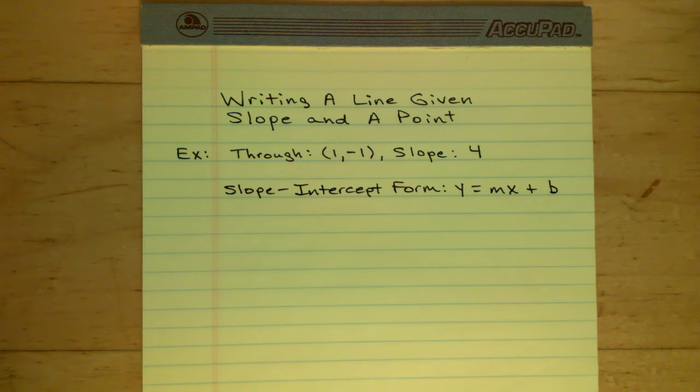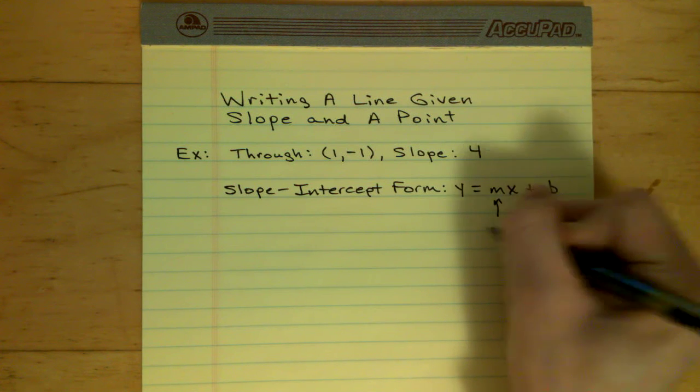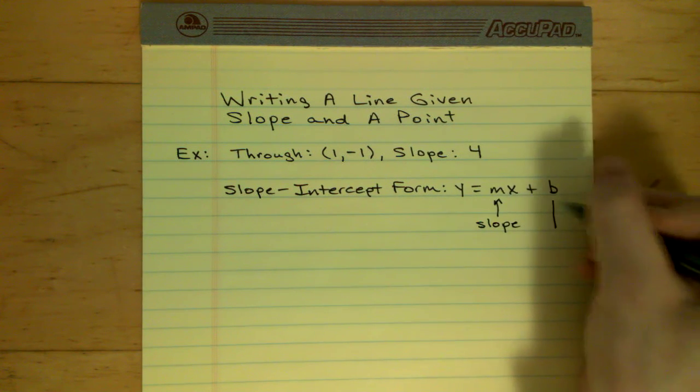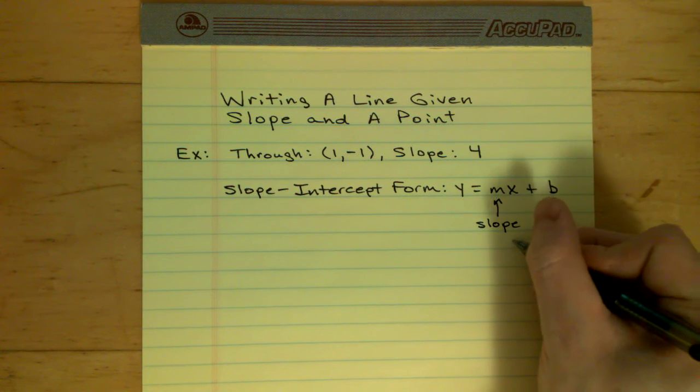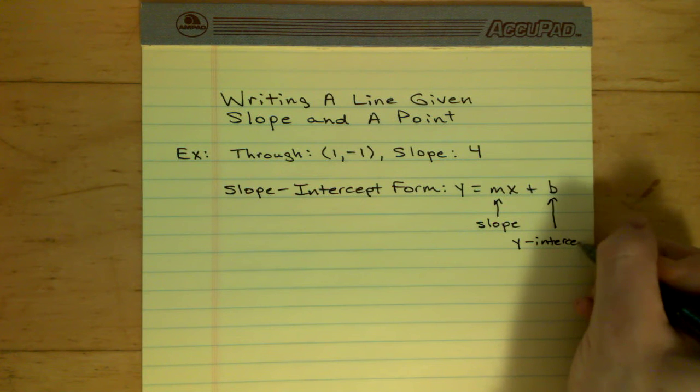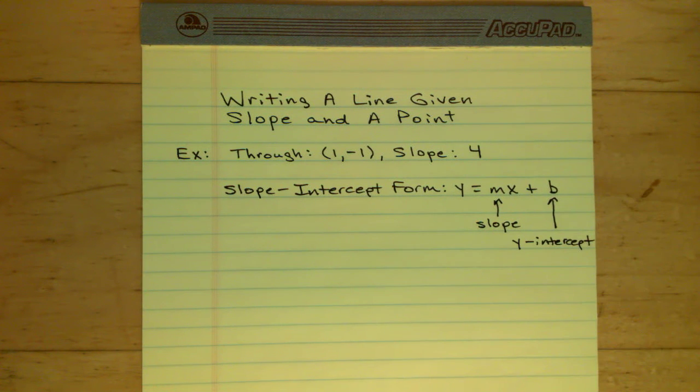Now when you look at this, you see two variables. The variables are x and y. The numbers are going to be m and b. The m is going to stand for the slope, and the b over here is going to stand for the y-intercept. So we're going to be using both of those numbers today to be able to form the slope-intercept form of a line.